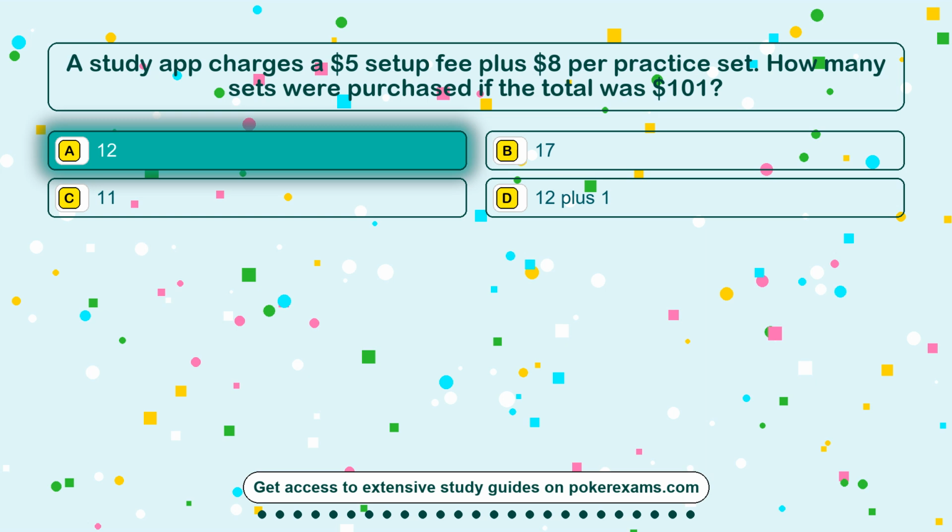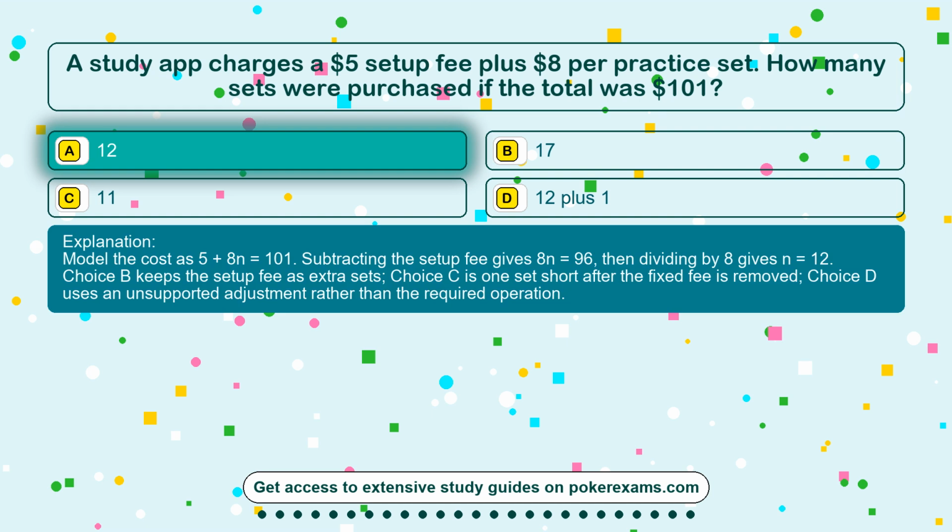The correct answer is option A, 12. Model the cost as 5 plus 8n equals 101. Subtracting the setup fee gives 8n equals 96, then dividing by 8 gives n equals 12. Choice B keeps the setup fee as extra sets, choice C is one set short after the fixed fee is removed, choice D uses an unsupported adjustment rather than the required operation.